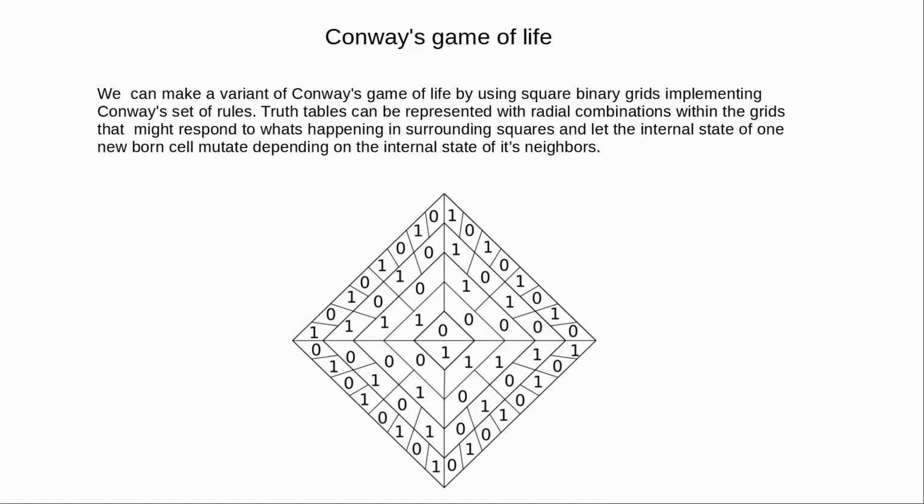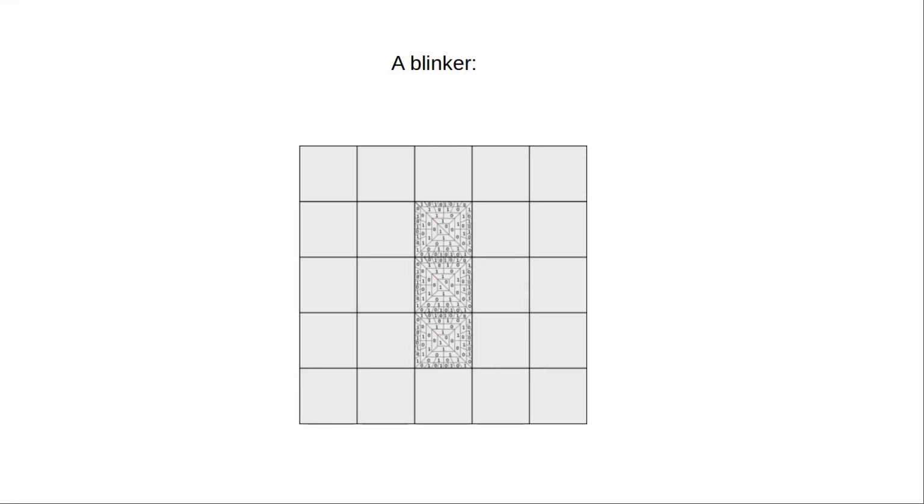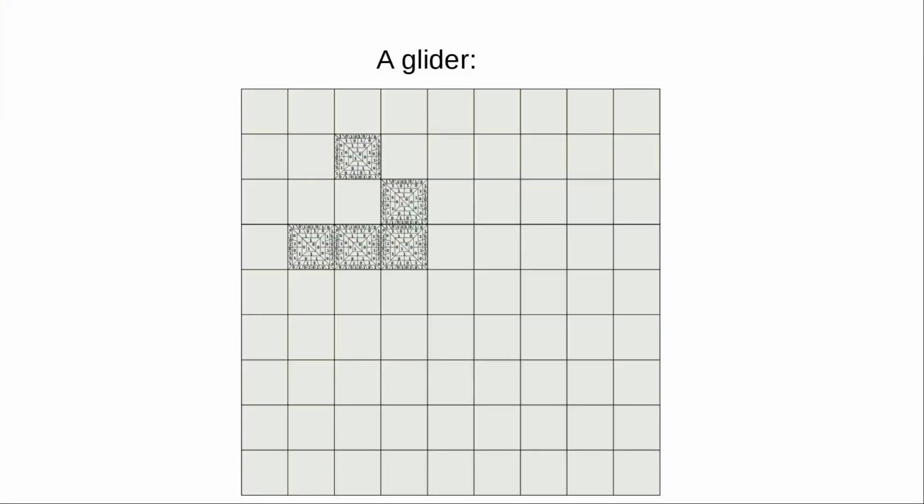We can make a variant of Conway's game of life by using square binary grids implementing Conway's set of rules. Truth tables can be represented with radial combinations within the grids that might respond to what's happening in surrounding squares and let the internal state of one newborn cell mutate, depending on the internal state of its neighbors. A blinker. A glider.